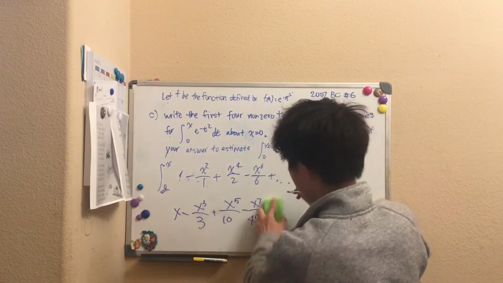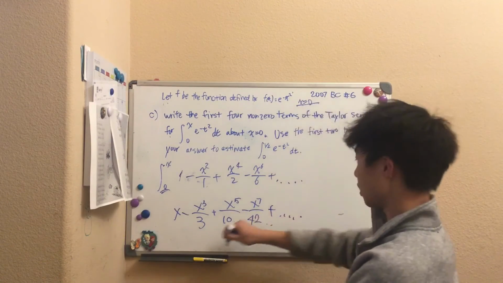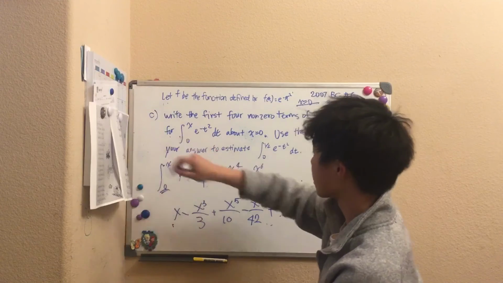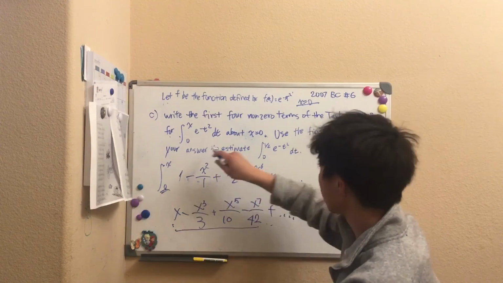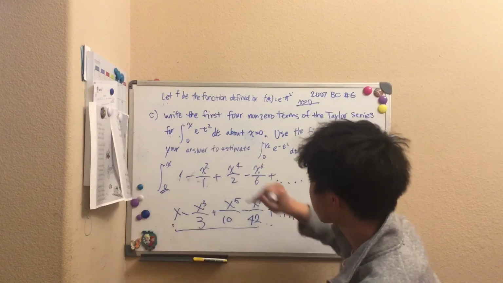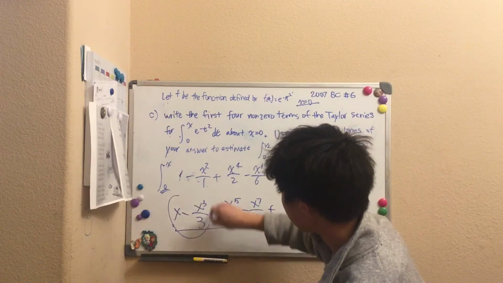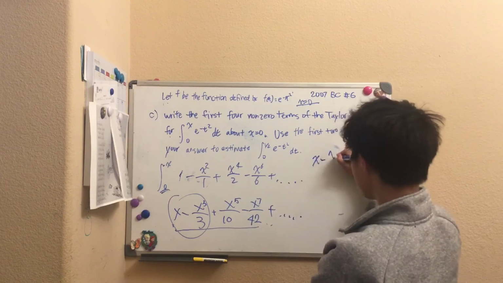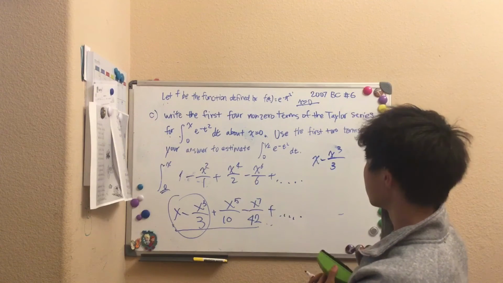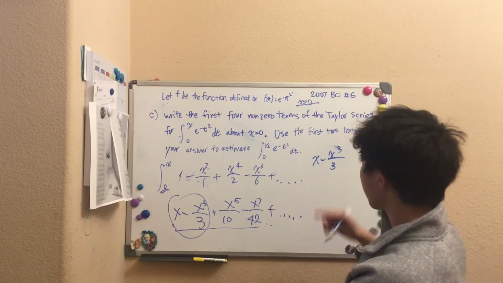And what happens is it just goes on like that. So 4 terms down. And the problem asks for the first 2 terms of your answer. So the first 2 terms are these: x minus x to the 3 over 3. Maybe write that, it's a little bit messy. x minus x to the 3 over 3 to estimate the integral at 1/2.